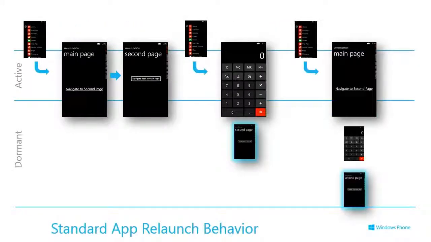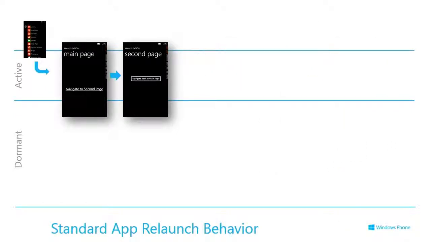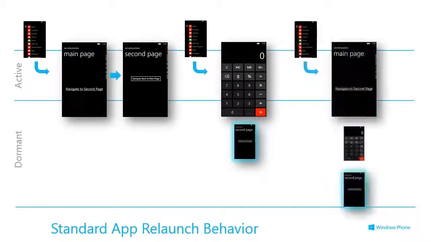And I've got a diagram. Oh, what happened there? It went a bit wrong. There we go. I've got key bounce on my thing. So here we go. We've launched our app, we're on main page, we're on second page, and this is the standard app relaunch behavior.